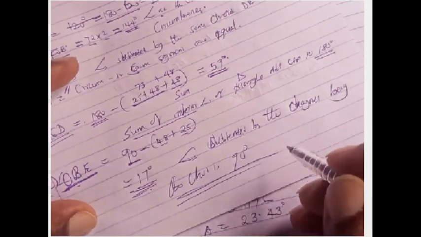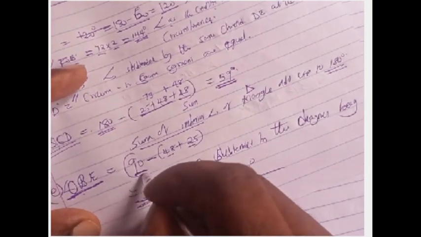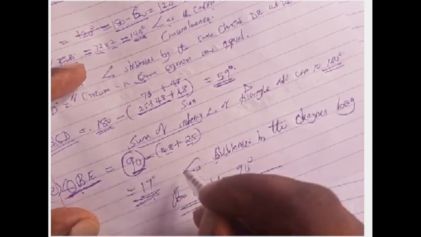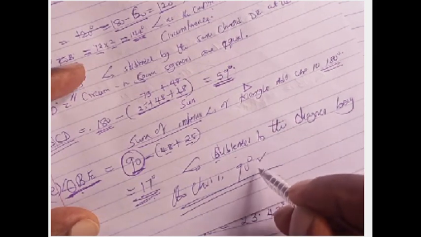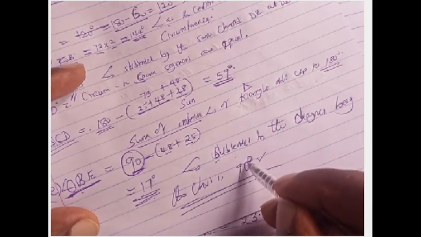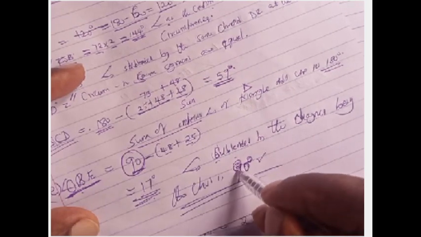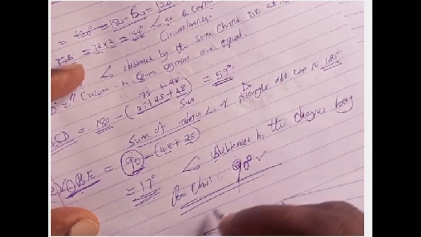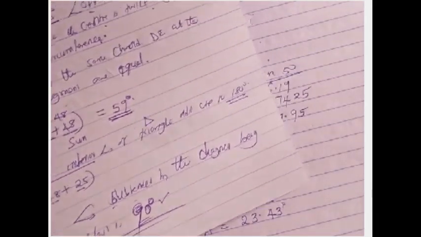So what will be the reason? How did you get this 90? The angle subtended at the circumference by the diameter, being the chord, is 90 degrees. And that's the answer for question 13.